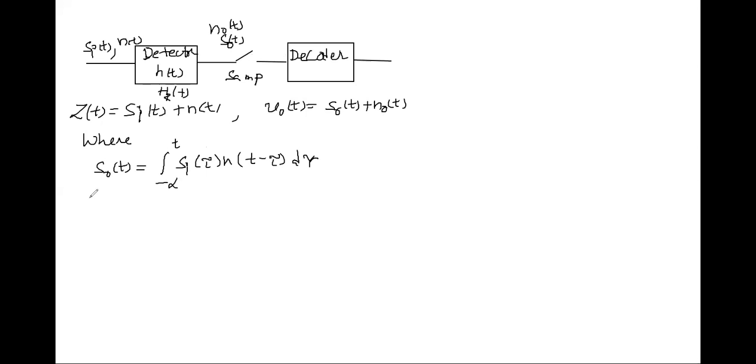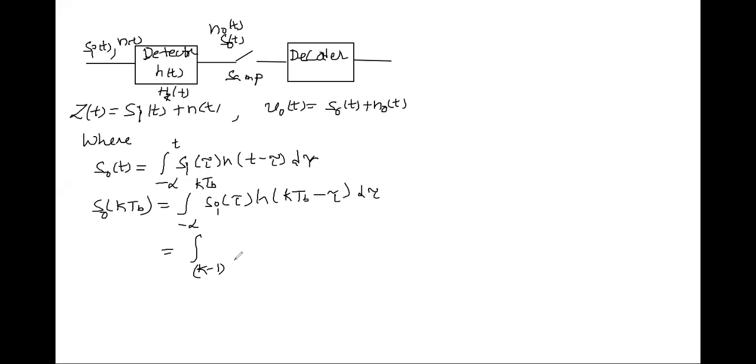Now, after sampling, this value becomes simply S0 of kTb equal to integral from minus infinity to kTb of Si of tau into h of kTb minus tau into d tau. Okay, is it okay? Now I can write this integration. I'm going to split this integration into small integrations over each and every interval of the bit. So if you take only the kth bit, I'm writing it as k minus 1 into Tb to kTb Si of tau into h of kTb minus tau into d tau plus the remaining parts of the integration.